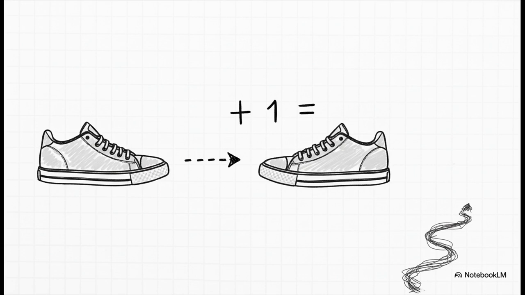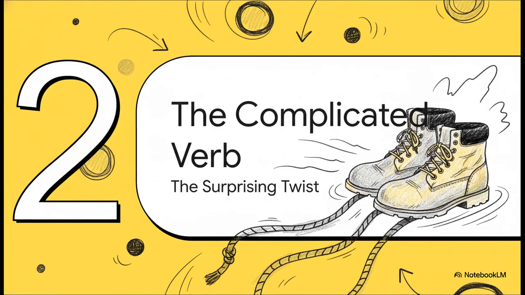Okay, well get ready, because this is where it gets weird. And here we go. This is where the story takes a very sharp left turn. See, shoe isn't just a noun. It's also a verb. And honestly, it might be one of the strangest verbs in the entire English language.